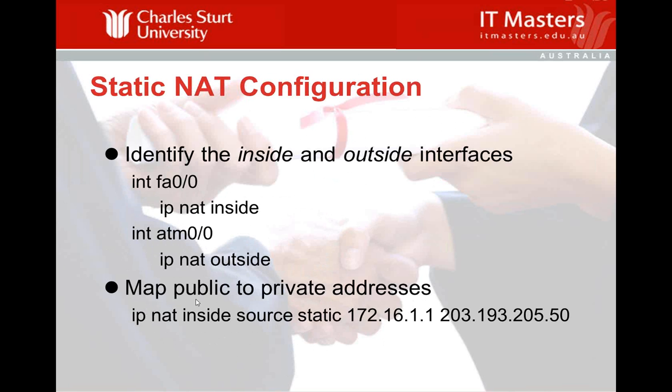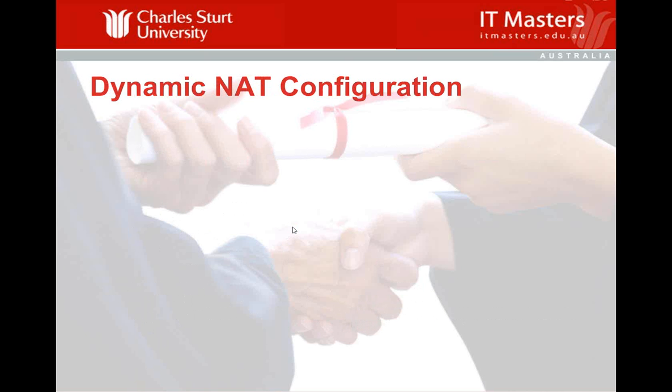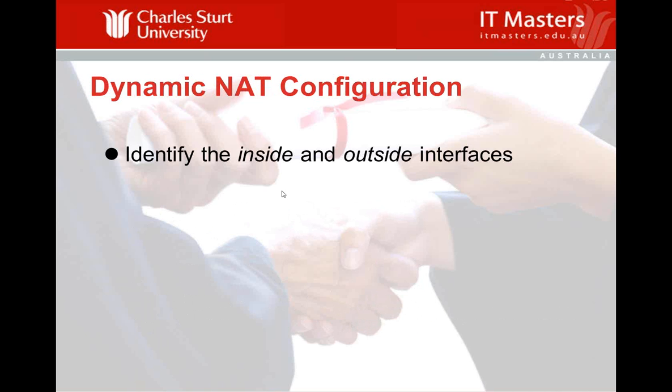Map public to private IP addresses. So in order to map your public to your private, IP NAT inside. So we're going to NAT from the inside. We're doing source address translation. Okay, source. It's a static translation. The internal IP address, so the inside local, is 172.16.1.1. And the outside local is 203.193.205.50. So what that'll effectively do is create a static NAT entry for 172.16.1.1, and it will map it to 203.193.205.50 outbound. Pretty simple.